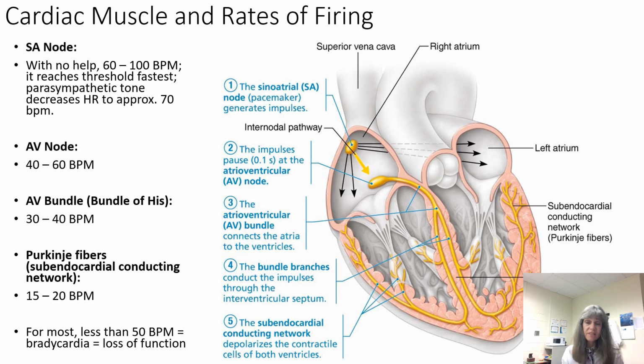And then the bundle of His splits off into right and left bundle branches. Clinically speaking, if you ever hear of a bundle branch block, that means that one of those bundle branches is not conducting electricity the way it's supposed to. And then we have the subendocardial conducting network consisting of Purkinje fibers, and also you may hear the term subendothelial conducting network.